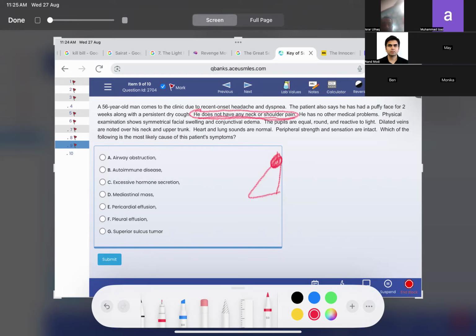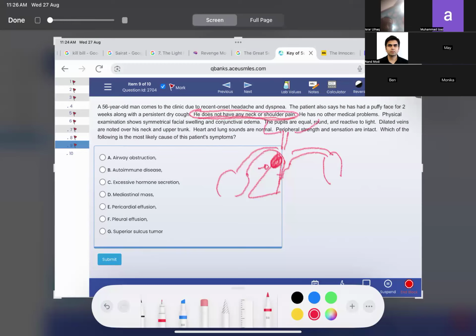I got the point. Whenever the superior vena cava is compressed, the upper drainage system will be compressed, so there will be swelling over here. That is not present in the Pancoast tumor. So a Pancoast tumor consists of the Horner syndrome and everything.